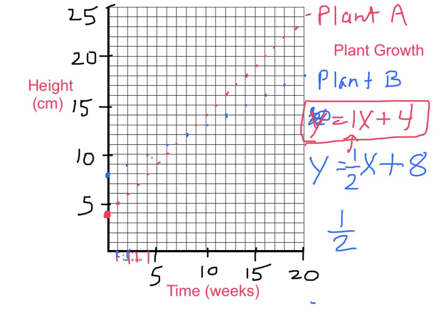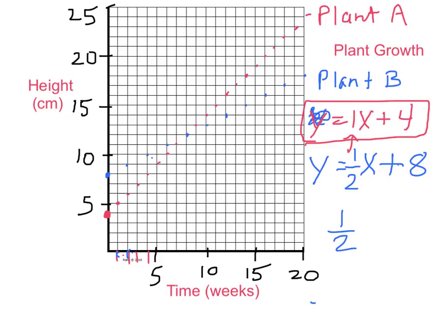Notice that since its rate is less than 1, it's flatter. And eventually plant A will pass plant B in height. But after how many weeks, look at the graph carefully, after how many weeks will both the plants be the same height? Pause your video if you need to.